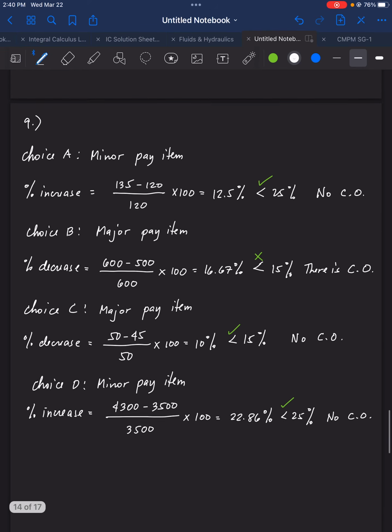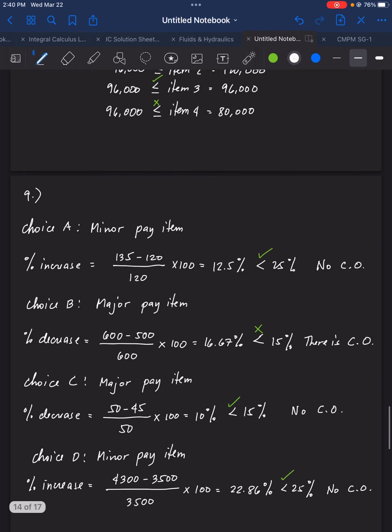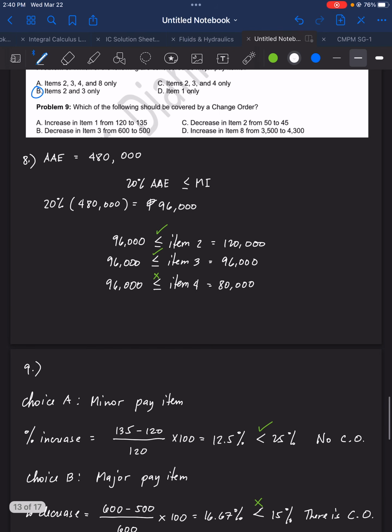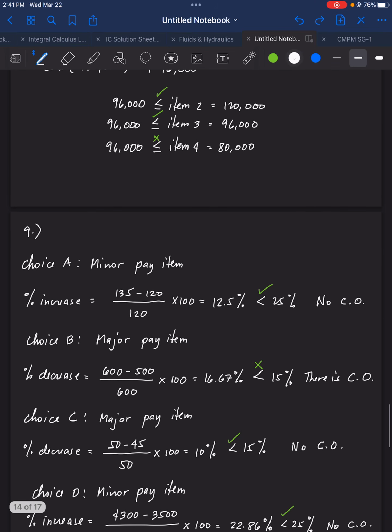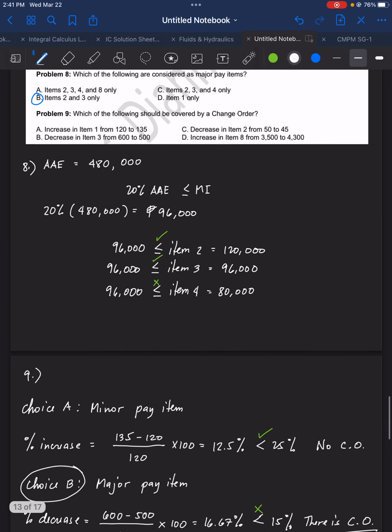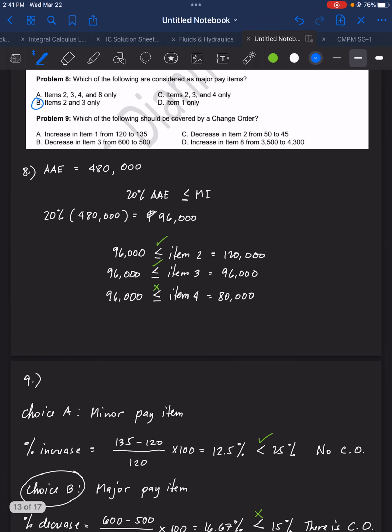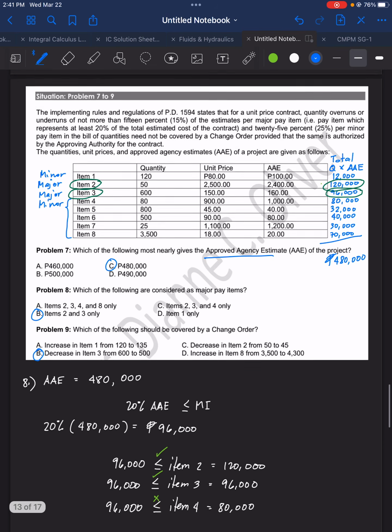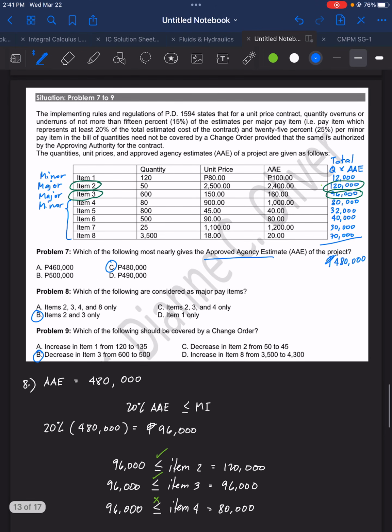So, among these choices, the only one that is covered, okay, it says here, which of the following should be covered by a change order? So, that will be choice B. Okay, so here it is. There is a change order. So, the answer for number 9 is letter B, a decrease in item 3 from 600 to 500. Okay, so screenshot first the problems 7 to 9.